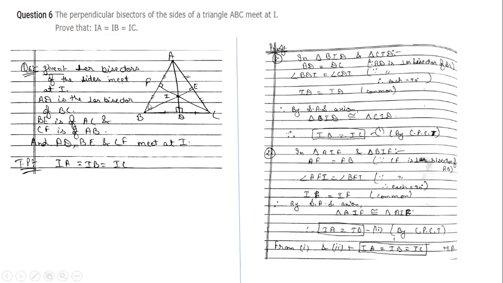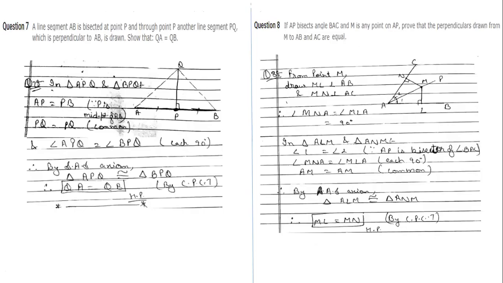AF is equal to BF because CF is perpendicular bisector. Similarly, angle AFI is equal to angle BFI because each is 90 degree. And IF is equal to IF, a common side. So by using side angle side axiom, we can say that these two triangles are congruent. And by using CPCTC, we can say IA is equal to IB. Consider this one as equation number 2. One said IB is equal to IC, 2 said IB is equal to IA. From 1 and 2, we can say IA is equal to IB is equal to IC. Hence, proved.